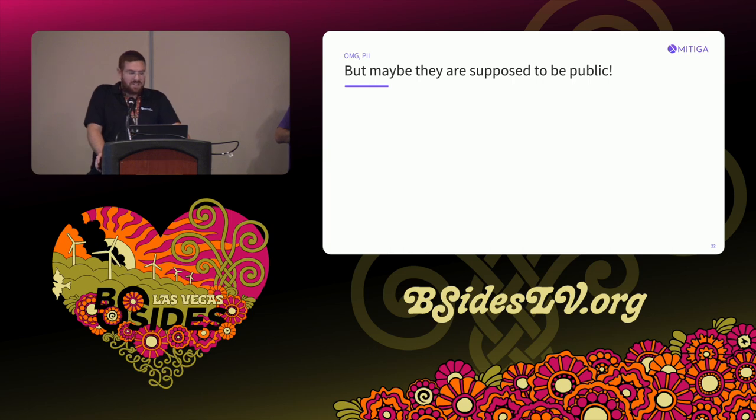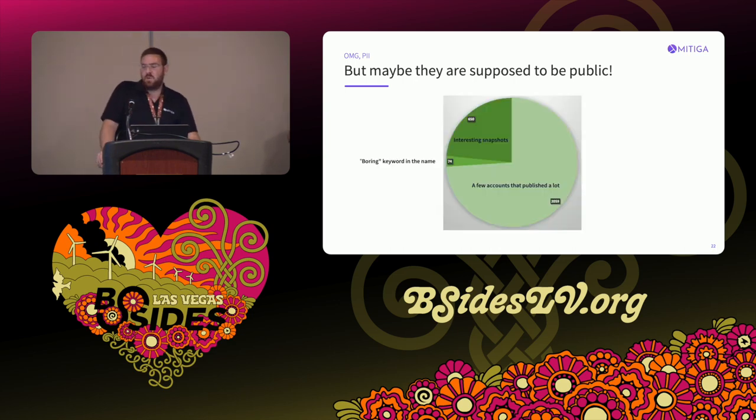But now we can say, maybe all of these public RDS snapshots are supposed to be public. So let's talk about that. In our research, we try to deal with this issue, and we try to think how we can clean the data. In order to do that, we applied two filters.